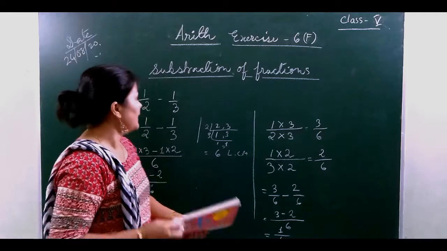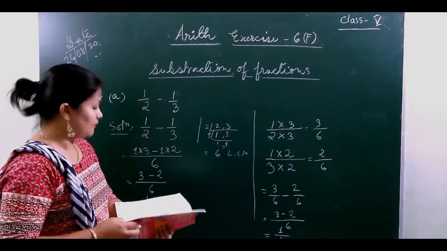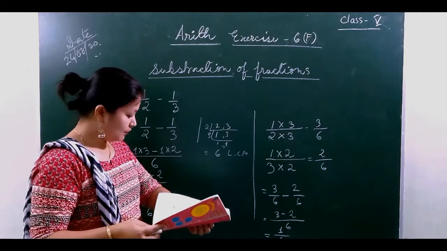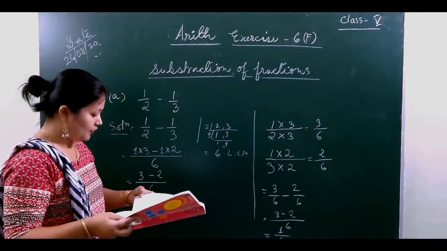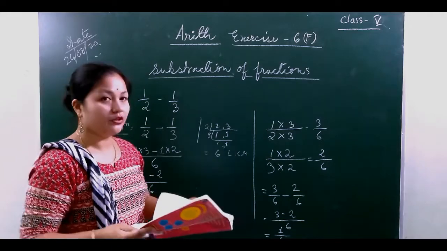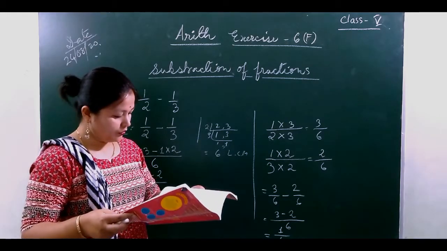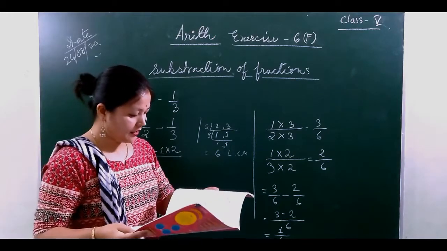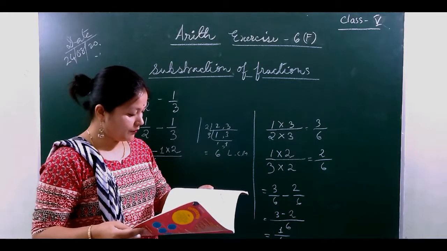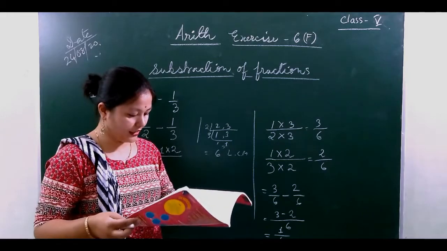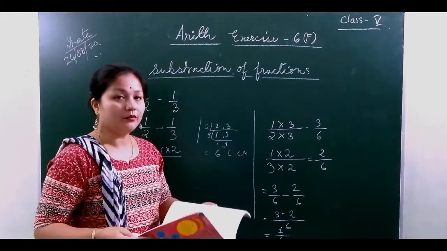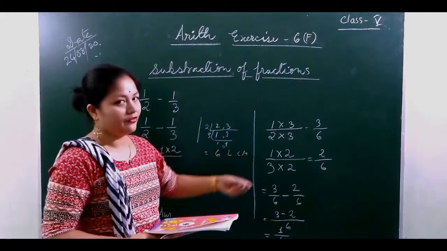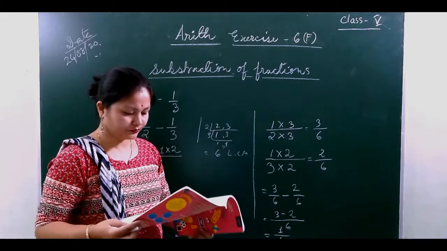In this exercise, most of the questions are the same, so you can do it yourself. Exercise 6F, I did one for you. The remaining ones you can do yourself. You don't need to do all the questions. Do question number 1 up to F. In every question you have to take out the LCM. Then you can do it this way or this way, the first method or the second method.